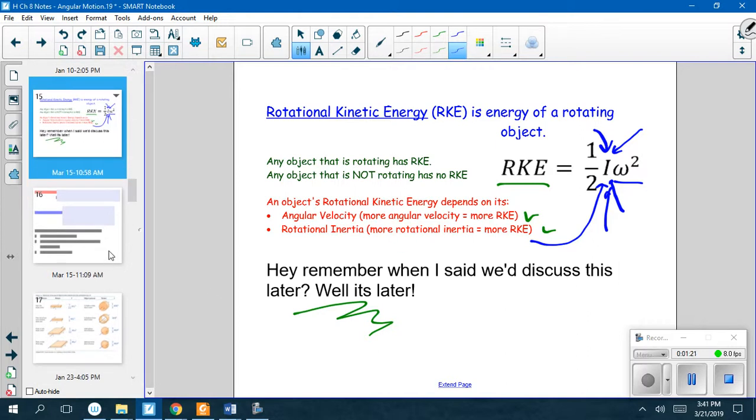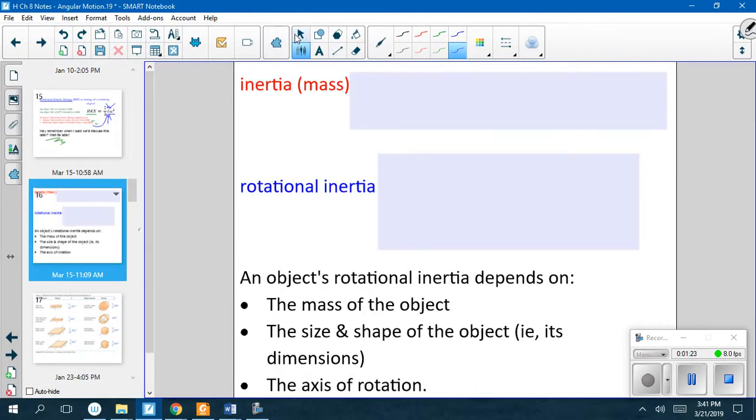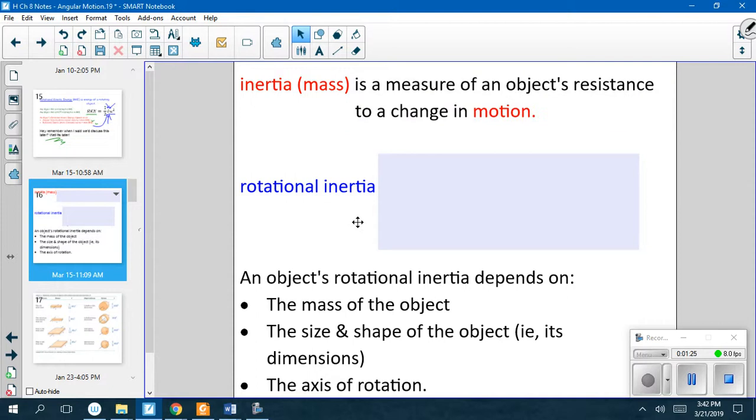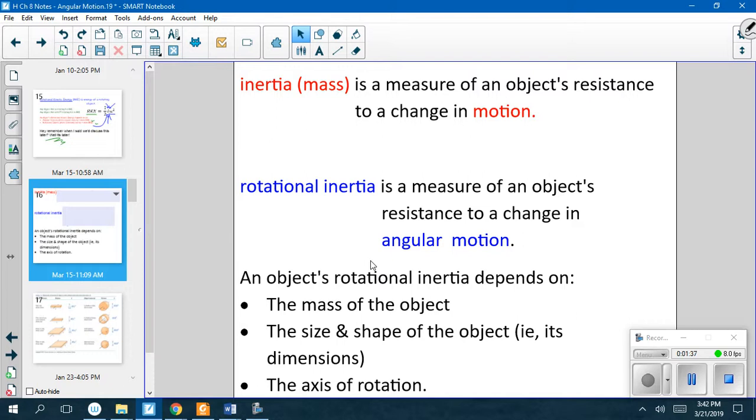Just to recap, inertia is an object's resistance to change in motion. So if it's moving, it stays moving. If it's not moving, it stays not moving. Rotational inertia is very similar, only it's dealing with things that are rotating. So if it's rotating, it stays rotating. If it is not rotating, it's going to take a little bit to get it to rotate. This resists our change in angular motion.